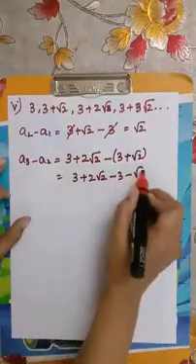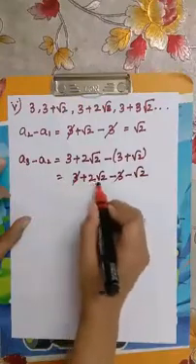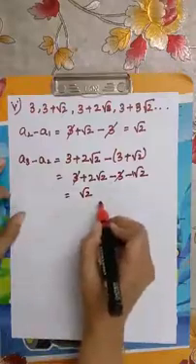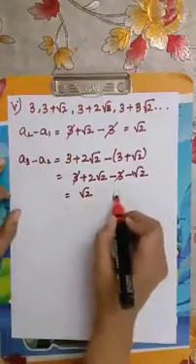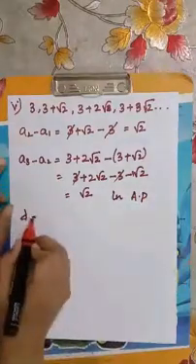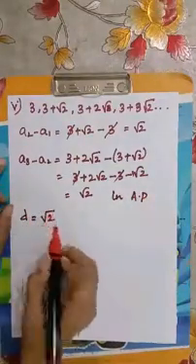The signs will change here. Plus minus get cancelled. 2 root 2 minus 1 root 2 is root 2. Therefore, it is in AP. The given terms are in AP. Once it is in AP, you have to find the common difference D. Common difference is root 2.